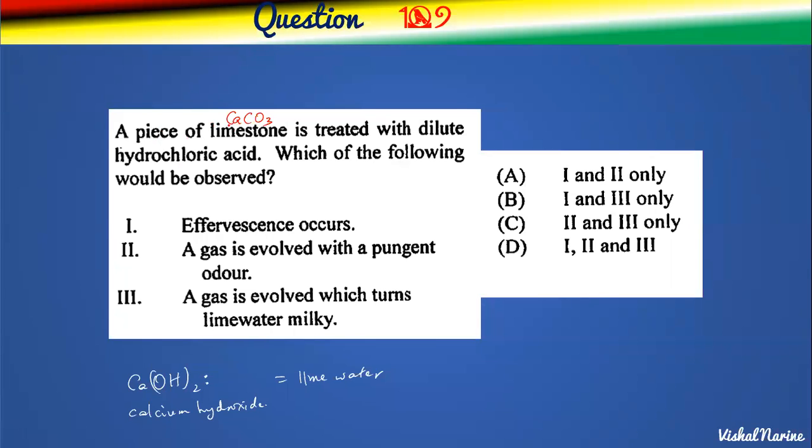So a piece of limestone, which is calcium carbonate, is treated with dilute hydrochloric acid. So acid plus a carbonate, we will be expecting CO2 gas along the way. So we go through the options. Effervescence occurs, well, yes. So we just say a gas is going to be produced, and this gas is carbon dioxide gas. The gas is evolved with a pungent odor? No, that is not true. A gas is evolved which turns lime water milky, and this is correct. So it is 1 and 3 only, which is B.